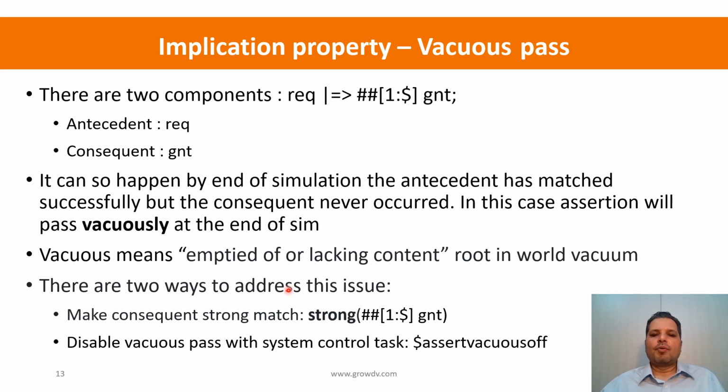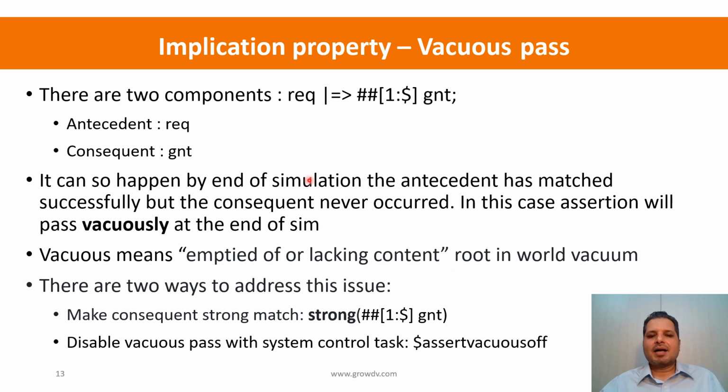Now there are two ways you can address this issue. There is an operator provided called strong. So you can make your consequent strong, so that you can say request, this non-overlapping implication operator, and you say strong of consequent, and then what will happen is that the simulator will not give you a vacuous pass on this type of property. Or you can disable the vacuous pass using your assert vacuous pass as well.